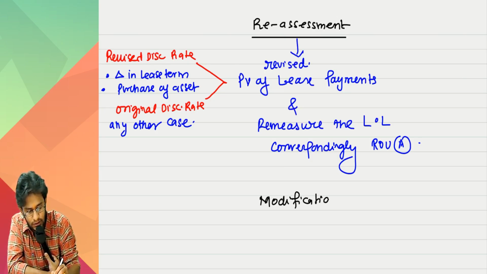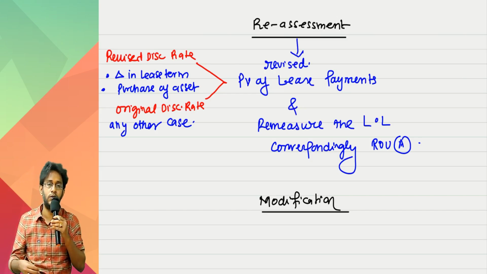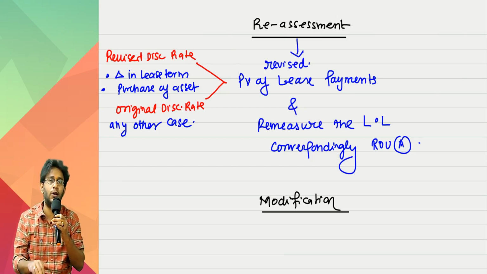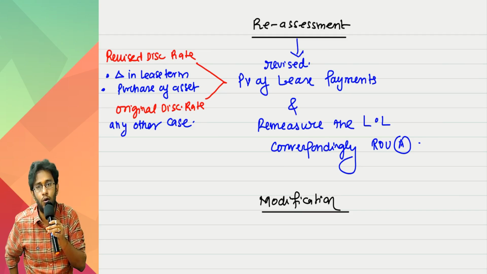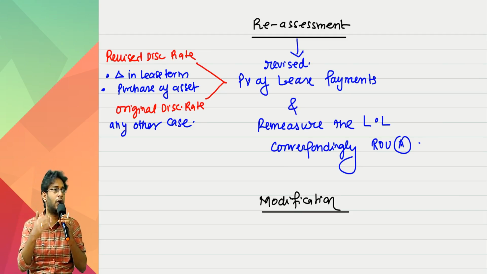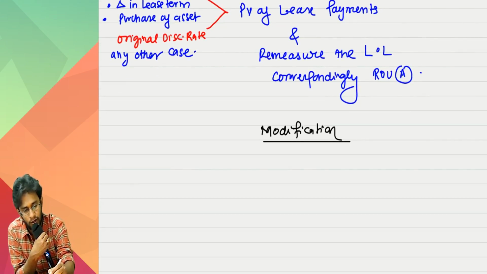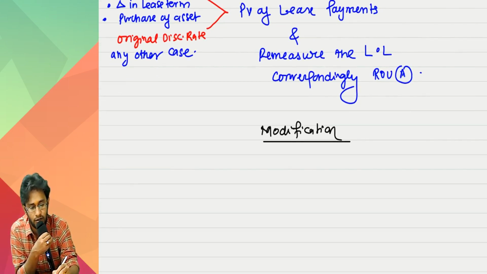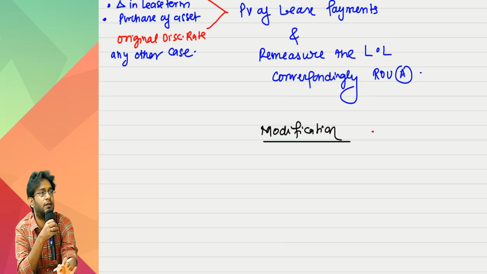Modification of lease means whatever is not there in the original lease, you are now changing it. You are now adding something or you are decreasing something. Basically, it is a change in the scope of the lease. Either it can be an increase or a decrease. Now, how are you going to do accounting of modification? Before we go into that, first point, the moment there is a modification, remeasurement of lease liability, definitely you have to use a revised discounting rate. Original discounting rate has to be done away with.